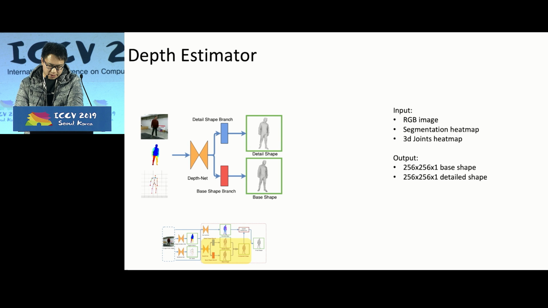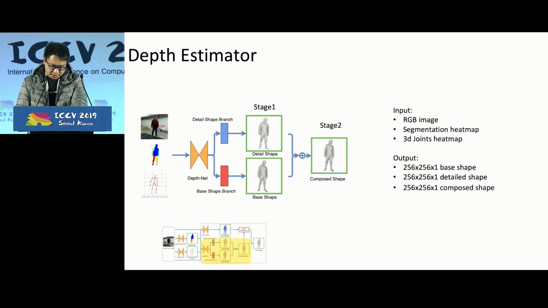The training phase can also be divided into two stages. First, we pre-train these two branches independently. And at stage two, we add these two outputs to get the final result, and jointly train these branches by the composed loss from these three shapes.